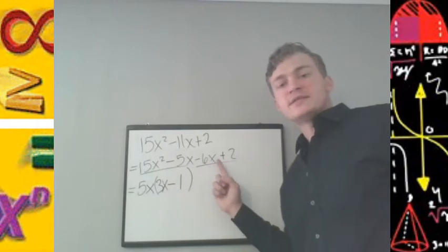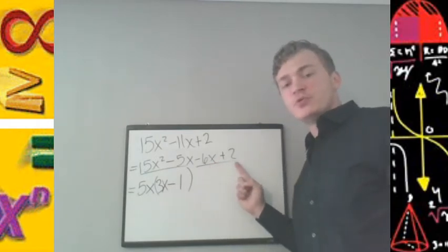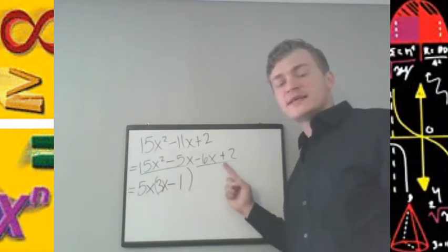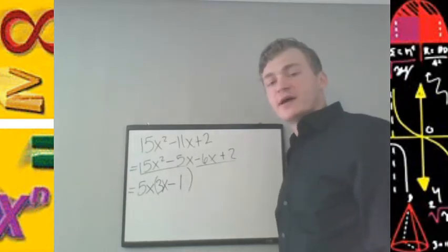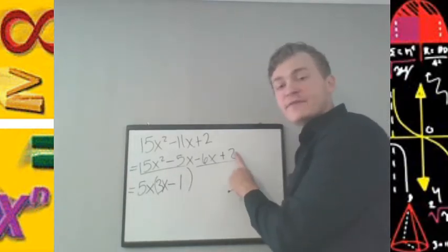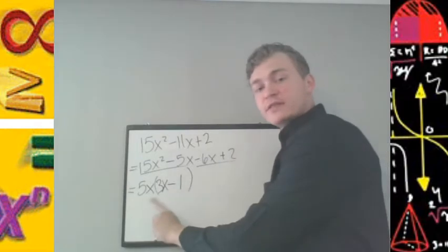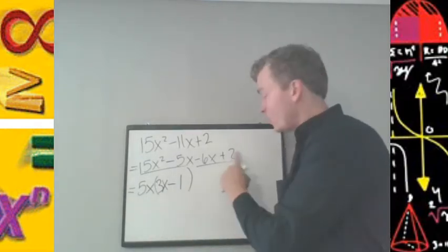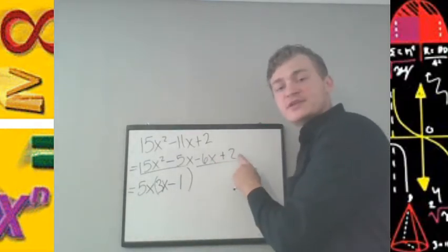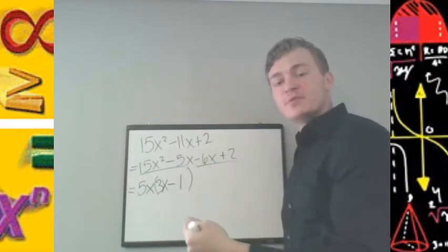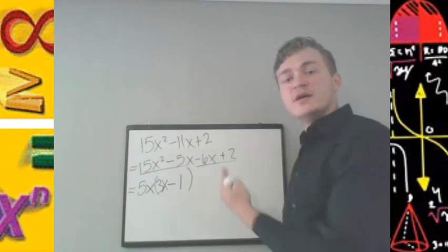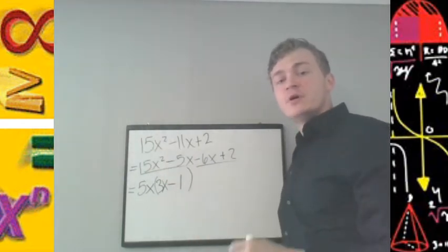For minus 6x plus 2, what could we factor out there? Now this 2 does not have the variable x present, so we cannot, like the first part here, factor out an x, because there's just not one common for this term. However, 2 and 6 are both even numbers, therefore they're divisible by 2. So we can factor out a 2.